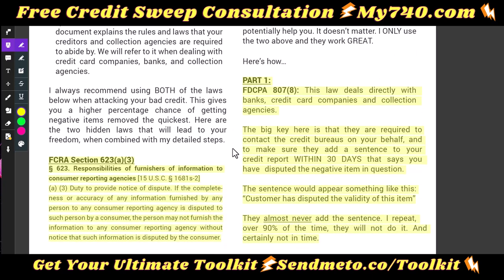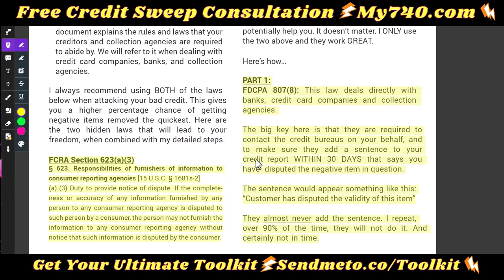So buckle up. FCRA Section 623(a)(3), responsibilities of furnishers of information to consumer reporting agencies. Now, long story short, duty to provide notice of dispute. If you hear anything that comes out of my mouth right now, that is the only thing that you should be caring about. Duty to provide notice of dispute. You hear me say this all the time. Notice of dispute, notice of dispute. If they don't enter the notice of dispute, yada, yada, yada.